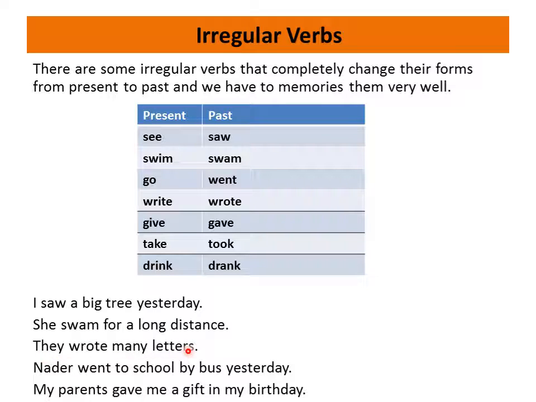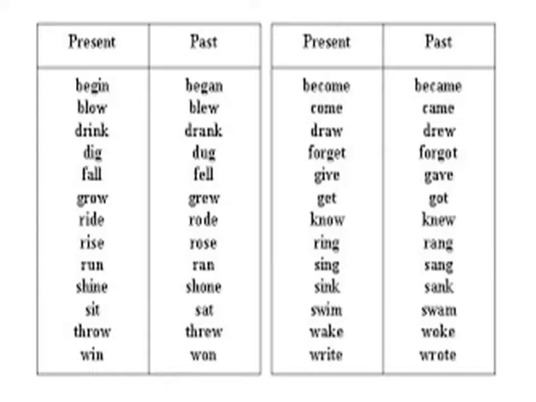They wrote many letters. Nader went to school by bus yesterday. My parents gave me a gift on my birthday. So we call these verbs what? Irregular verbs. Irregular means that they don't follow the rule. We don't add ed to these verbs. Here we have some conjugations of some irregular verbs.